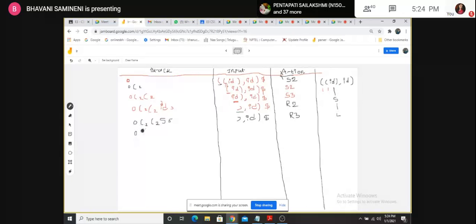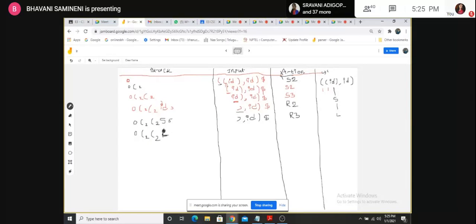Zeroth state, open parenthesis, I2, open parenthesis, I2. You pop this S, because this S is the handle now. L derives S, the production. So S we have found as a handle. Now you pop this, and in place of S, you have to push L here.